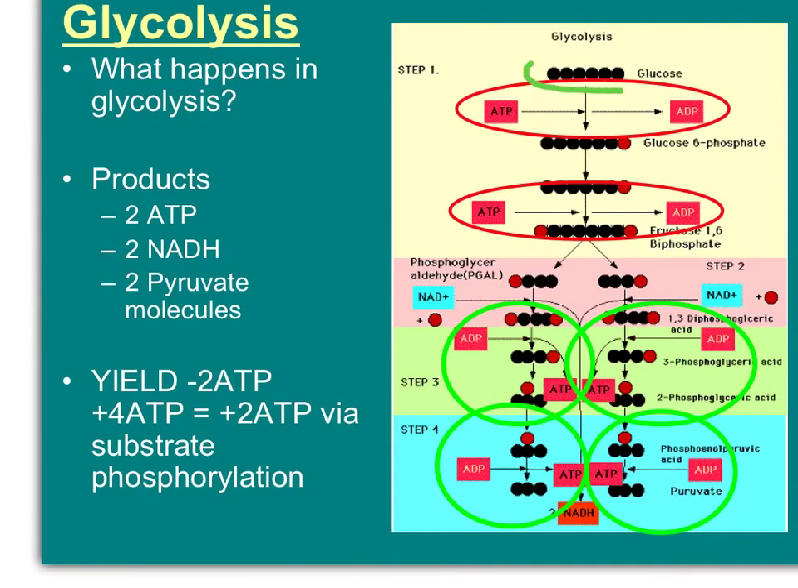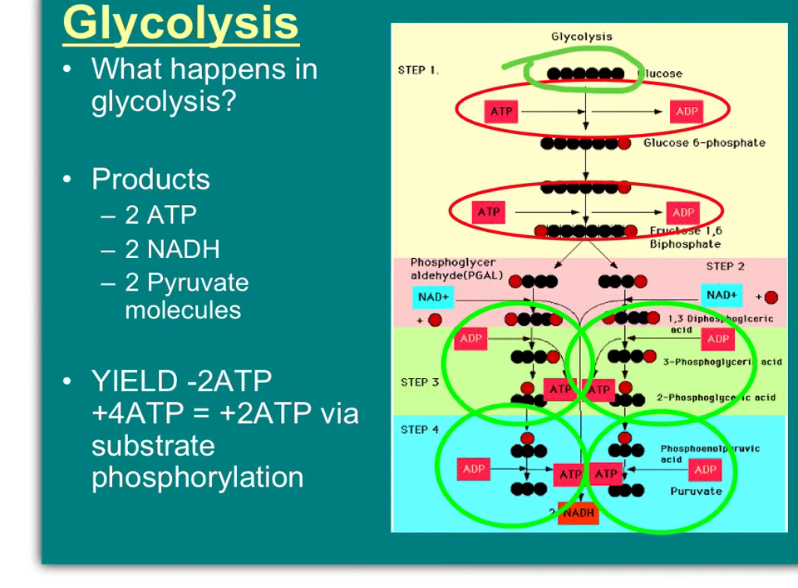Here's what comes in. And what they've done in this particular image is they've given you circles. Black circles are carbon. Red circles are a phosphate. And they're showing you at each step what happens. In biochem, you have to know the name of every enzyme and every intermediate. So this is glucose, and then this is glucose 6-phosphate, and then you go to fructose 1,6-bisphosphate, and then it gets split into these phosphoglyceraldehyde.